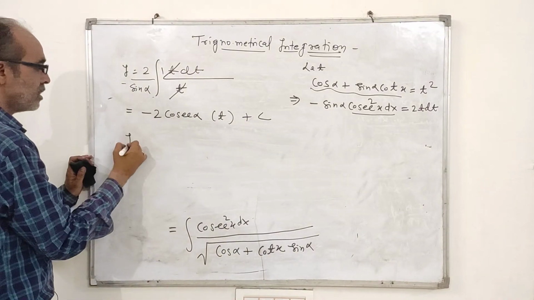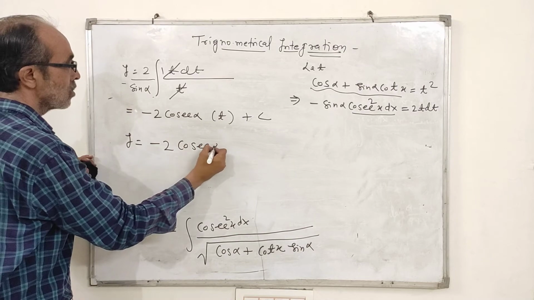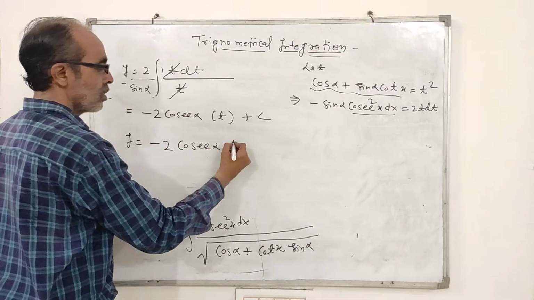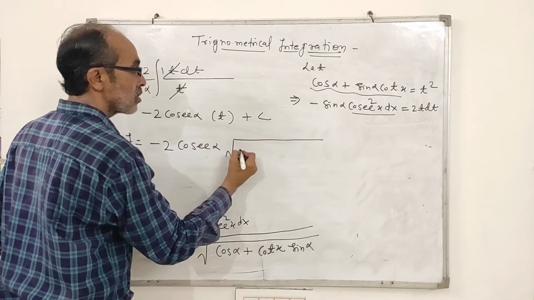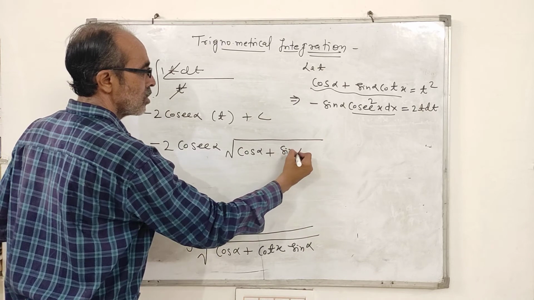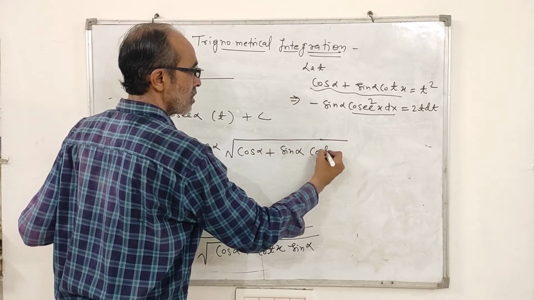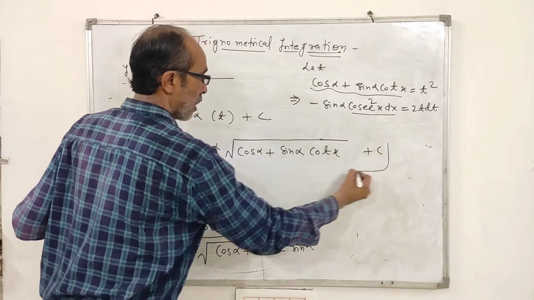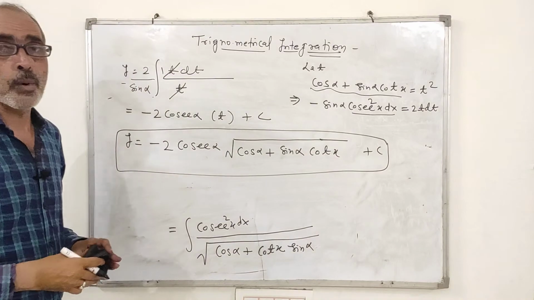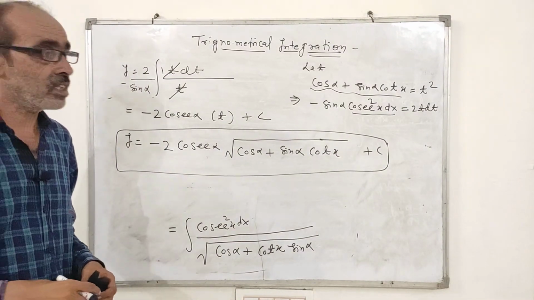So our solution is minus 2 cosec alpha and root of cos alpha plus sin alpha multiplied with cot x, plus the indefinite constant c. So both very important questions are solved by this easy technique. Okay, thank you for watching this video.